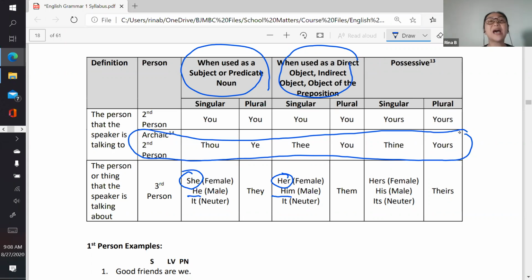That's why you say, be thou my vision, right? You do not say, be thee my vision. And take note of the plural forms also.